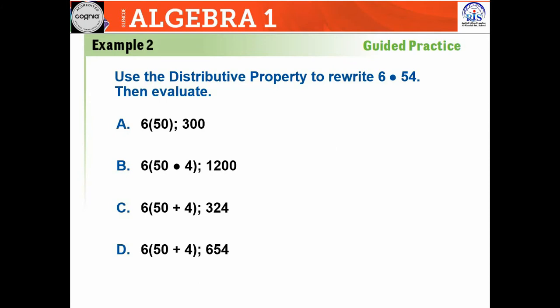Here the same, I can say 6 times 54. I make it 50 plus 4. Then you say 6 times 50 plus 4. And you find the answer, of course. 6 times 50 is 300, and 6 times 4 is 24. It will be 324.